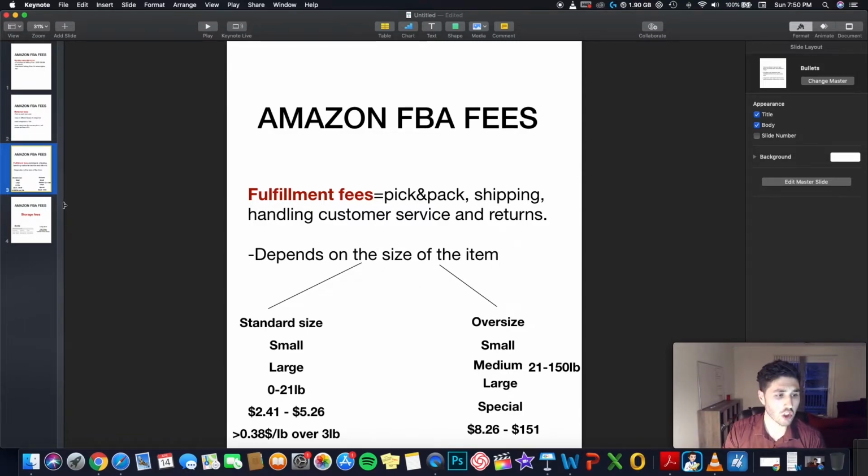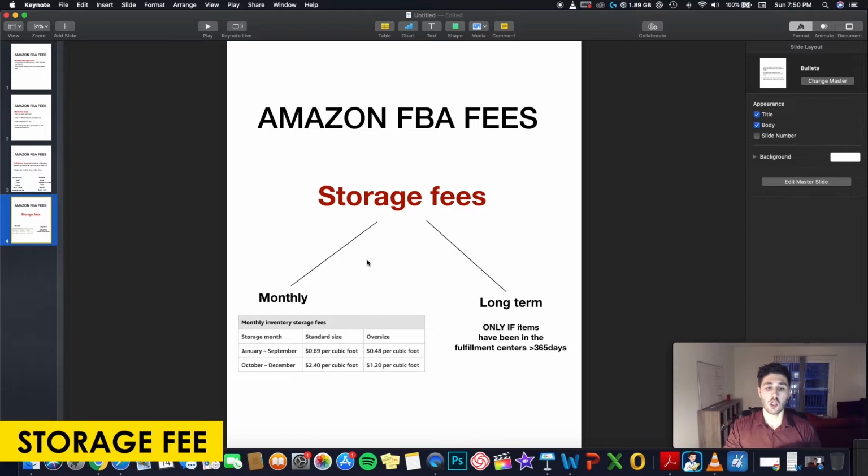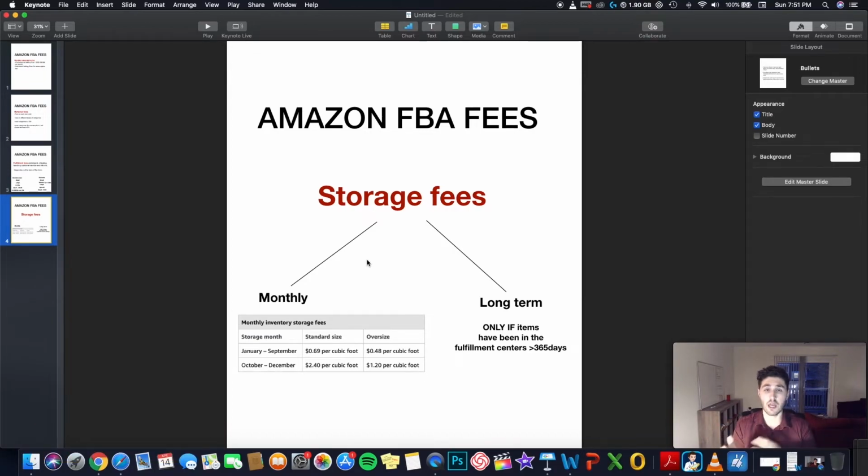Then we have another fee, which is the storage fee. Basically the storage fee is a fee that you pay to Amazon to keep your inventory in their fulfillment centers. Your inventory sits in their warehouses, and you pay a fee. You have two types of fees at the moment: the monthly fees and the long-term fees.